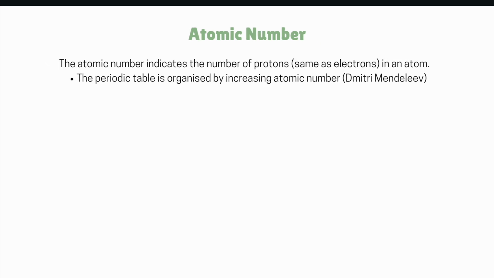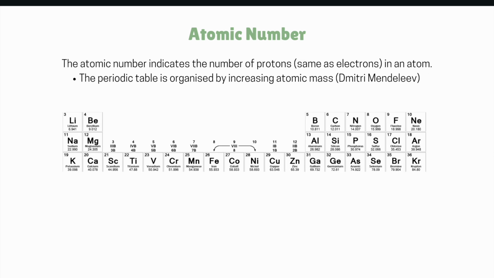So first, atomic number. This indicates the number of protons in an atom, which is the same as the number of electrons. And again, the periodic table is organized by increasing atomic number, as proposed by Dmitry Mendeleev, a Russian chemist who created the periodic table as we know it today. So let's take a look at a little section of the periodic table. We can see here at the top, this is what we know as the atomic number. And we can see that it is increasing by 1, as was proposed by Mendeleev.